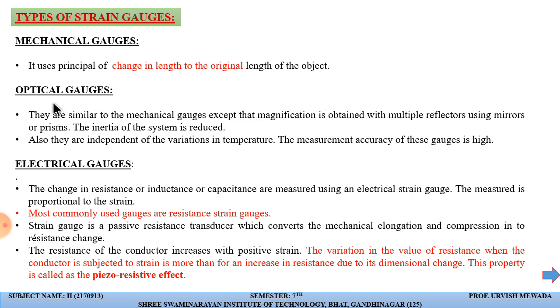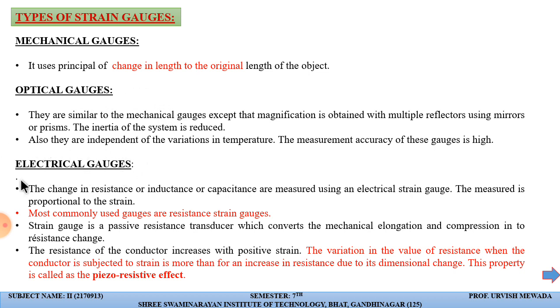So that's why we can use optical gauges wherever the atmosphere or surrounding conditions don't match with other types of gauges, because it is independent of temperature variation. So we can use the optical gauge for stress measurement or strain measurement.